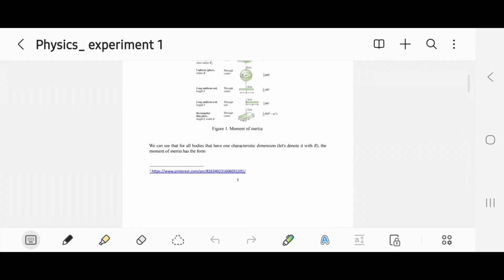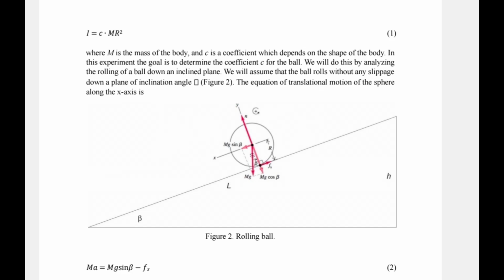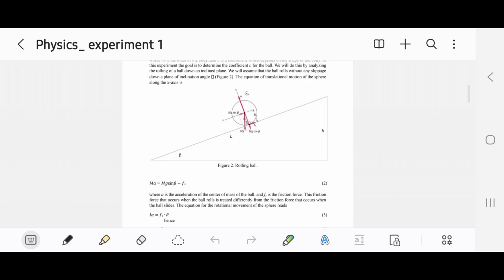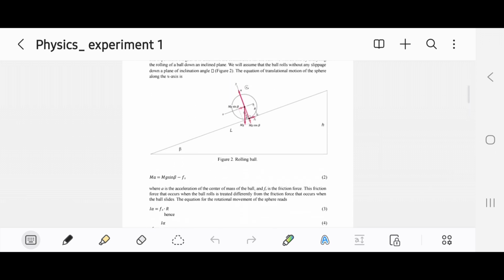The moment of inertia, I, represents an object's resistance to rotational motion. For most symmetric bodies, it follows the formula I equals c M R squared, where capital M represents mass, capital R is radius, and small c is a shape-dependent coefficient. Our goal today is to find this value c for this ball.